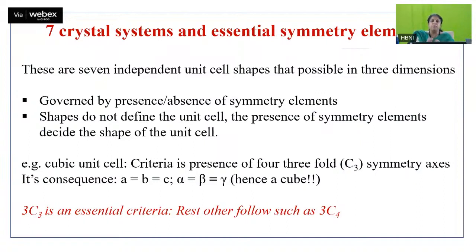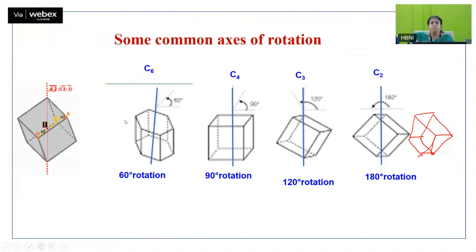So this is probably a little change in your thought process that I will introduce here. The unit cell shapes are governed by the presence and absence of symmetry elements. It is not vice versa. The shapes do not define the unit cell; rather, the presence of symmetry elements decides the shape of the unit cell. There are various symmetry elements that we talk about: axes of rotation, mirror planes, axes of inversion, points of inversion, and so on. These are some common axes of rotation which I would like to revise with you today.